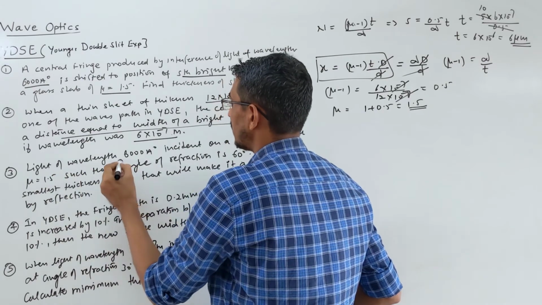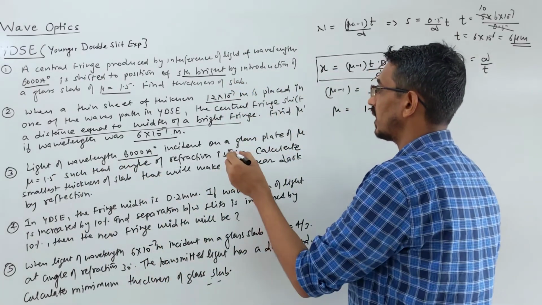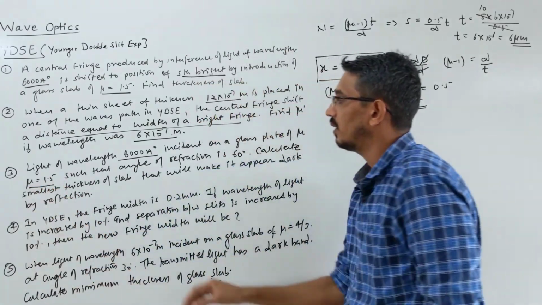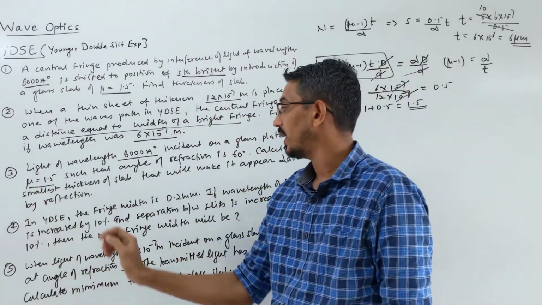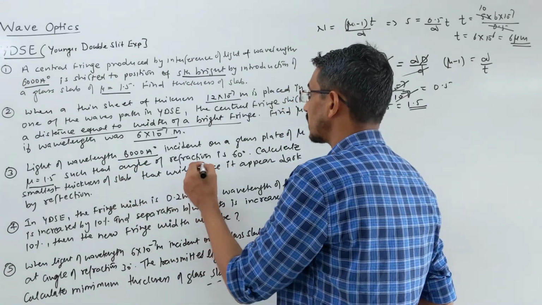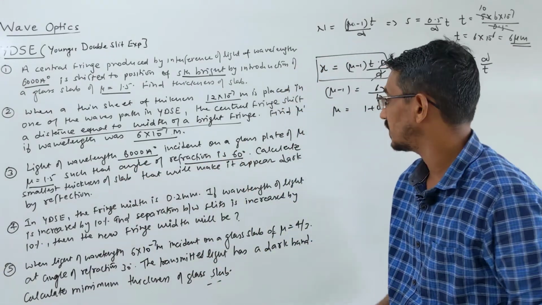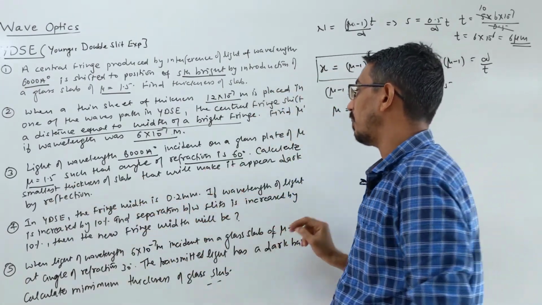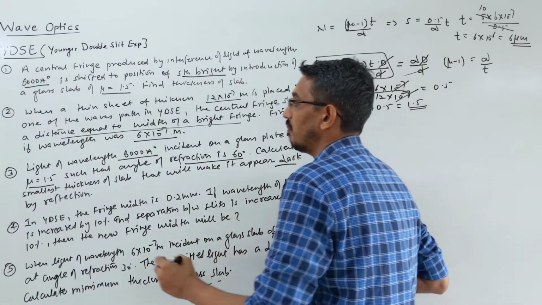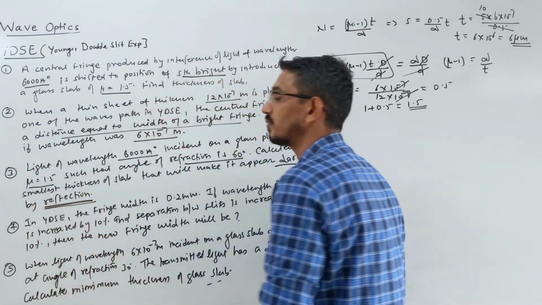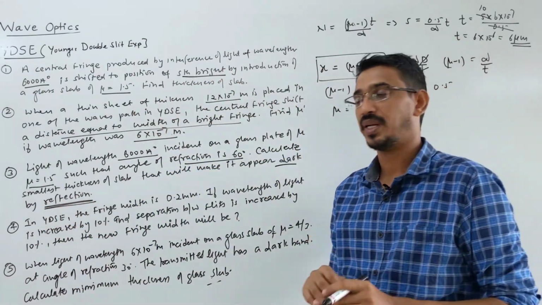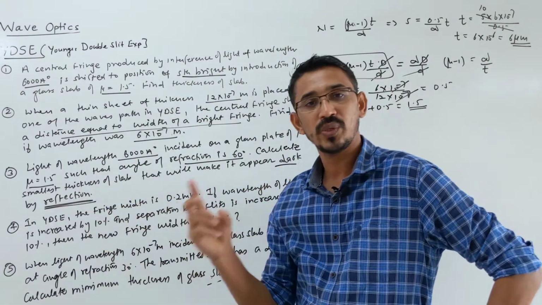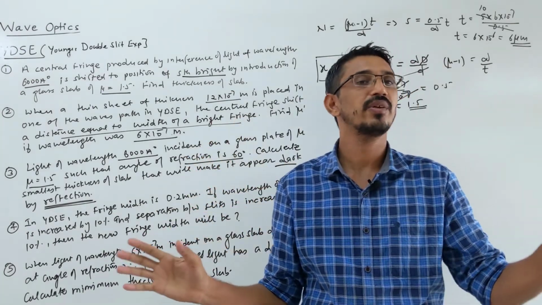Light of wavelength 6000 angstrom is incident on a glass plate of mu 1.5, such that the angle of refraction is 60 degree. Calculate the smallest thickness of the slab that will make it appear dark by reflection. So this is a thin film problem, right? Light is incident on a thin film, and there are two cases: either reflected or transmitted, or refracted.